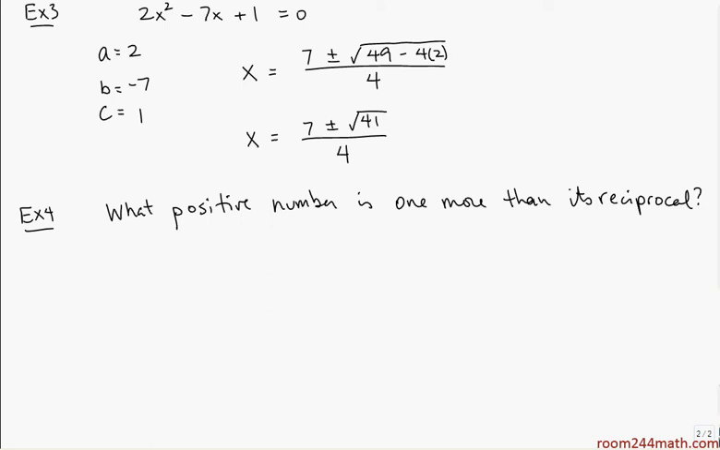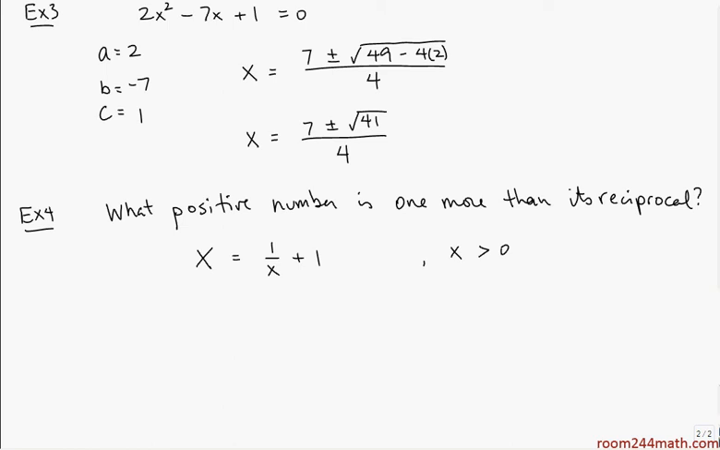Okay, so the most challenging part of this might be just writing the equation. What positive number, right, we're looking for some number, we'll give it a variable, x, translates as equals 1 more than its reciprocal. Well, its reciprocal would be just 1 over x, and 1 more than that would be plus 1. And we'll just put a little x greater than 0 here to remind us that we're looking for a positive number.